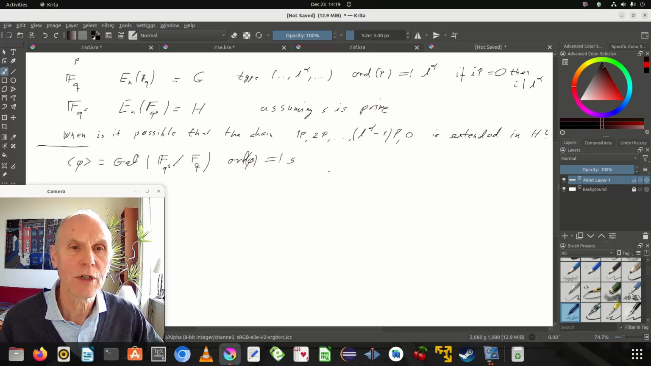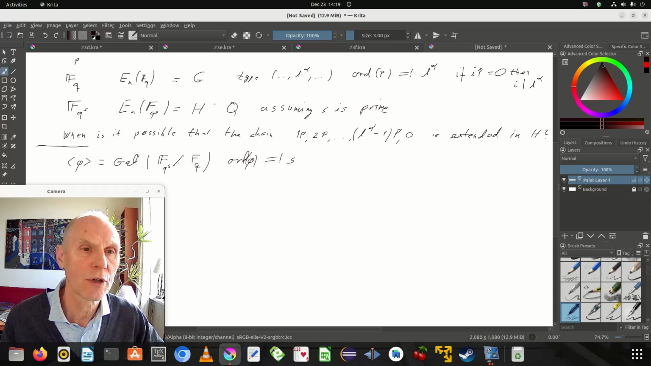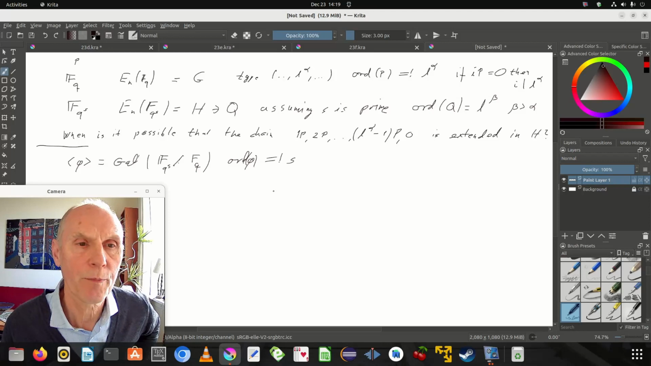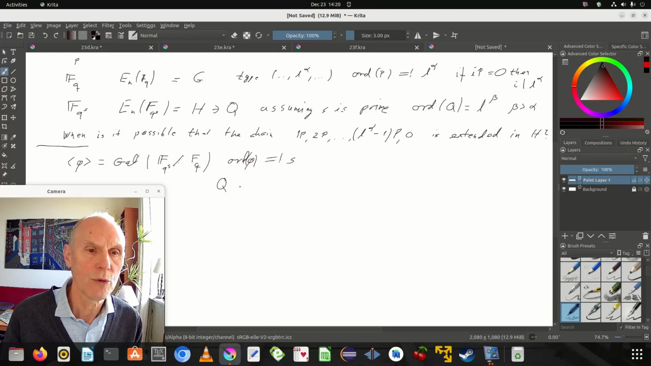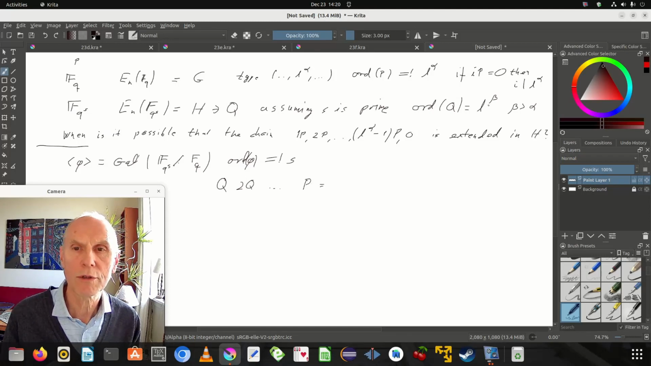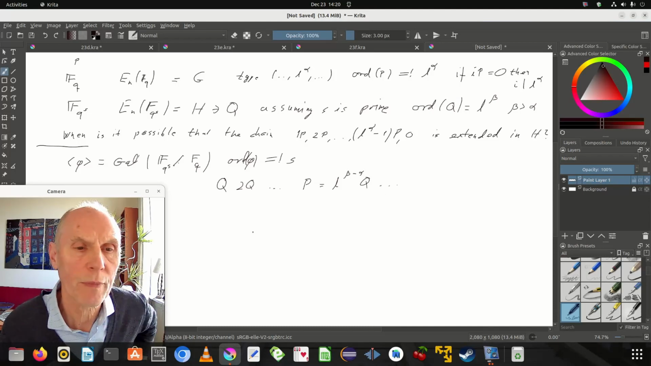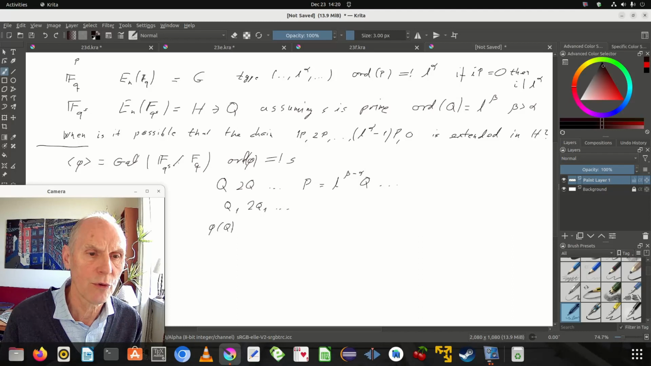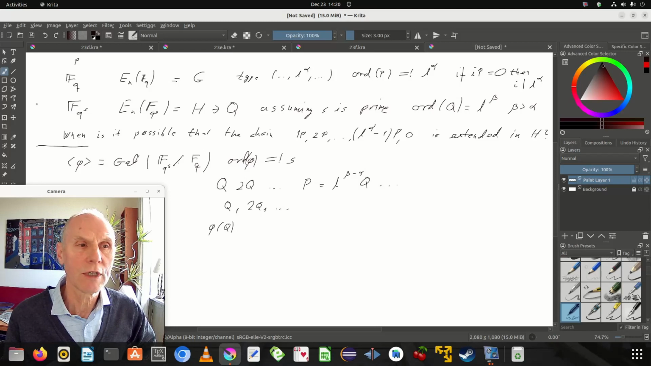And we assume we have an extension so that we have a Q in H such that the order of Q equals L to beta for beta larger than alpha. So we have Q, 2Q, then we have P, which equals L to beta minus alpha, Q, etc. And we may have another chain here, Q1, 2Q1, etc. Then phi of Q is what? Could it lie in the other chain?